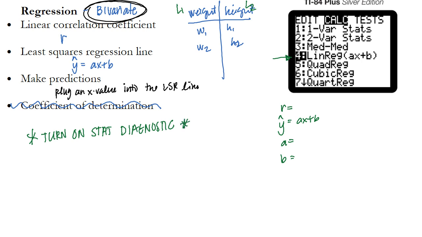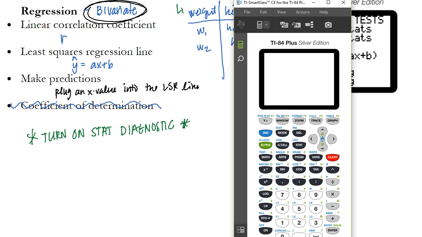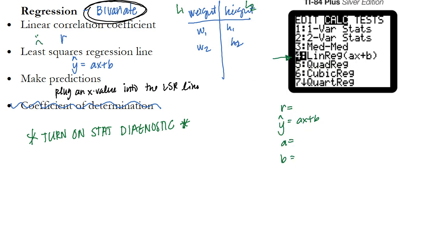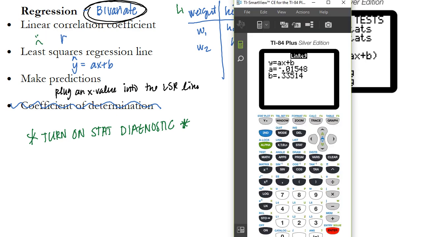You only have to do this one time until you reset your calculator right before the final, and then you'll have to do it again, and I'll remind you. Go in mode and scroll down until you see stat diagnostics. It's off right now. So because it's off, you'll see if I run the regression, all I get is the regression line, but no correlation coefficient R. So that makes me sad because I need that R to finish my homework, and it's a lot of work to calculate it by hand.